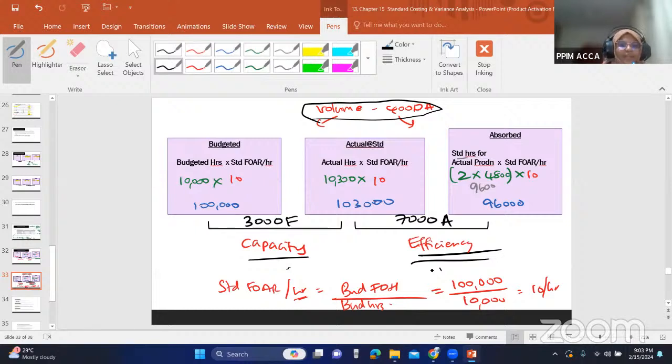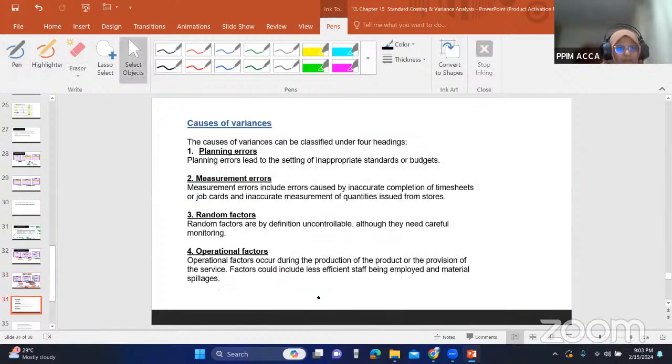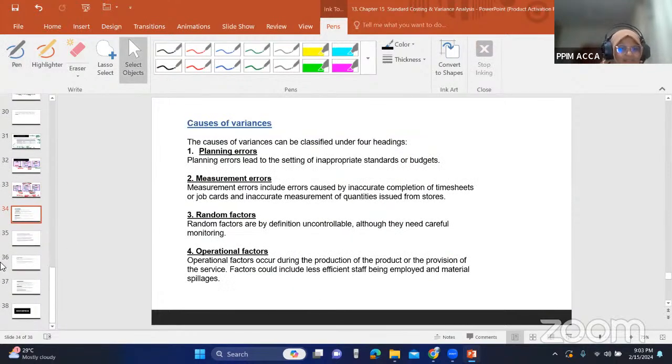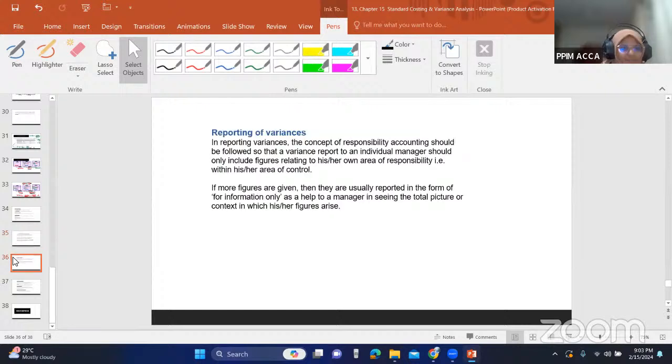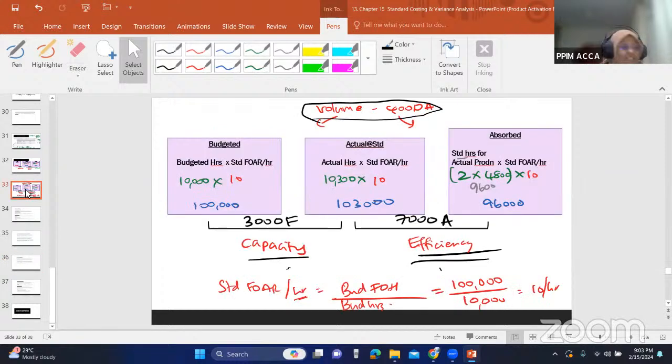So make it a point to know all the equations. The rest is theory based stuff, the reasons for variances. We can go through them while we do the MCQs, so we will definitely come across them. In terms of calculations, everything is done.